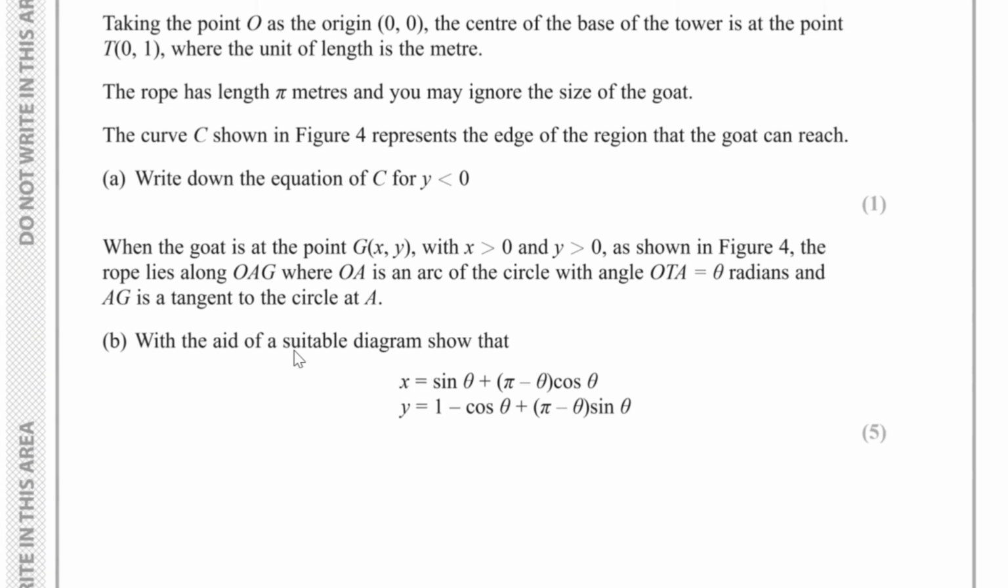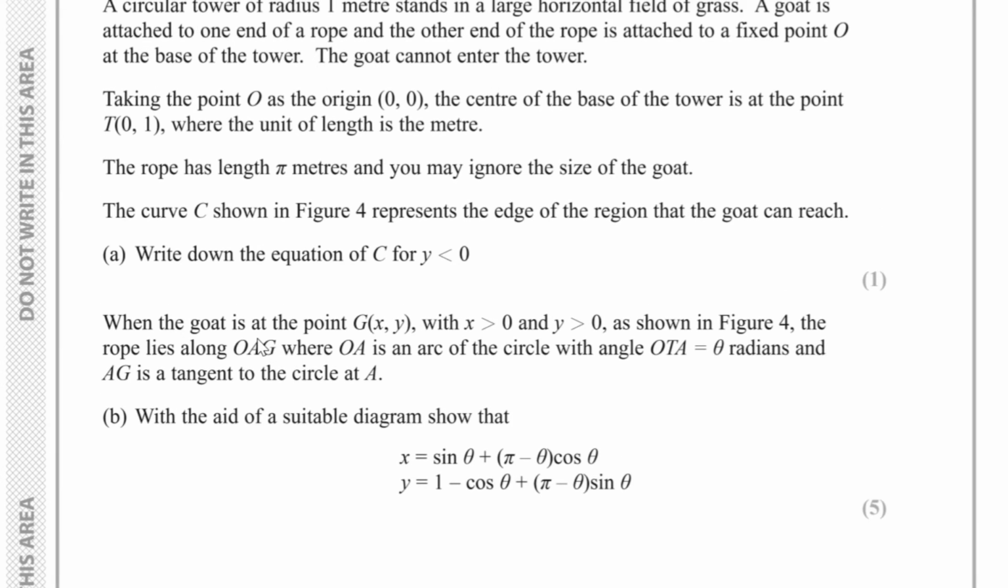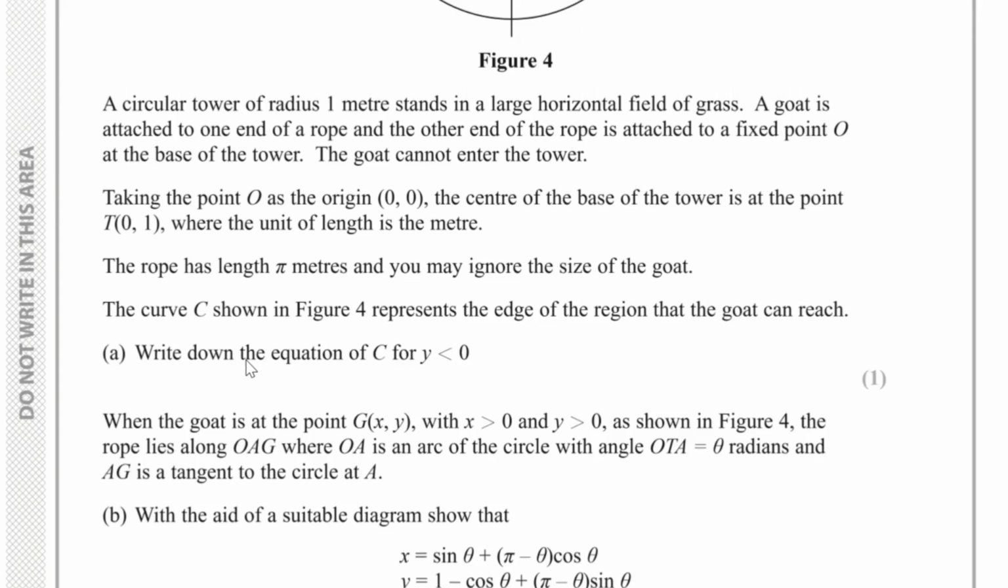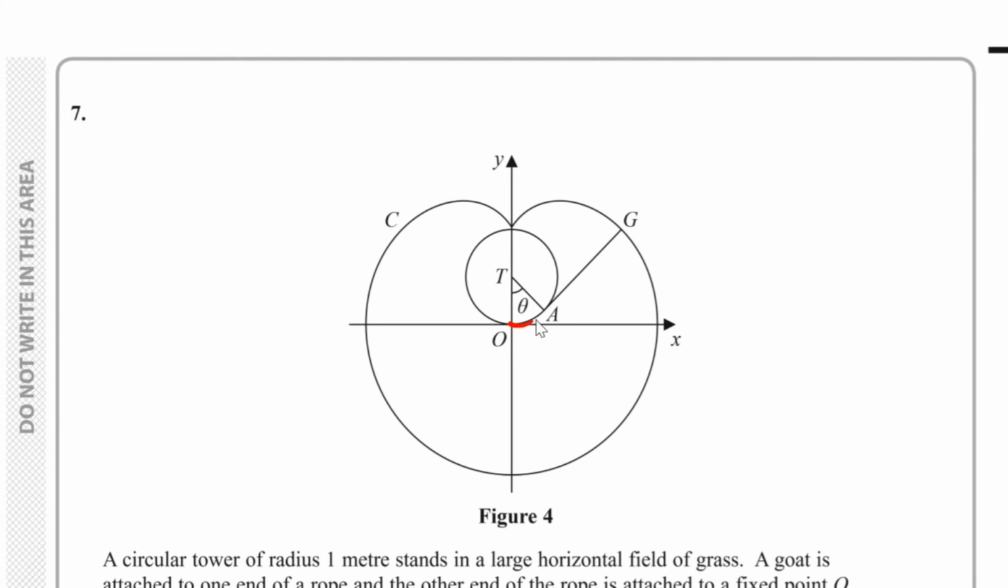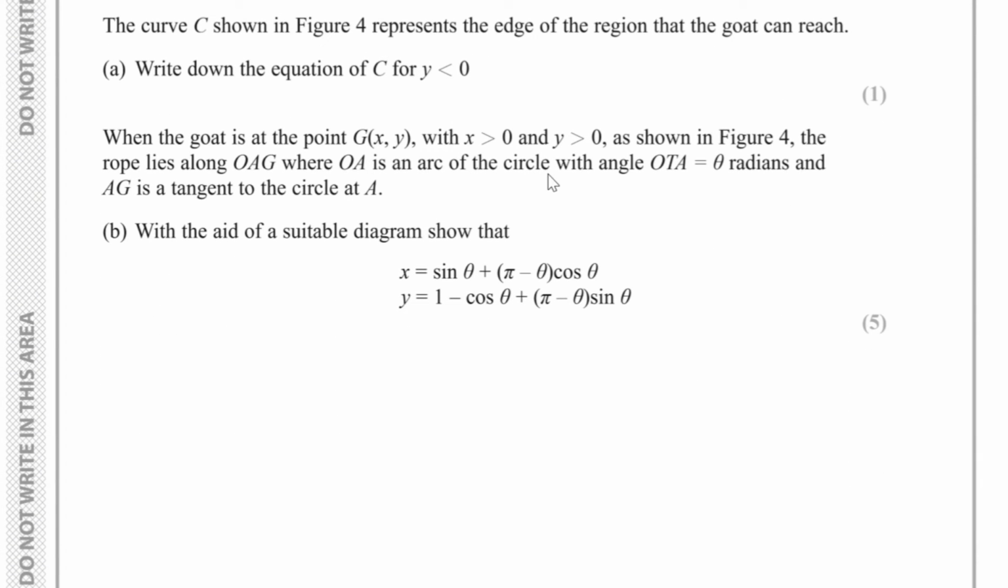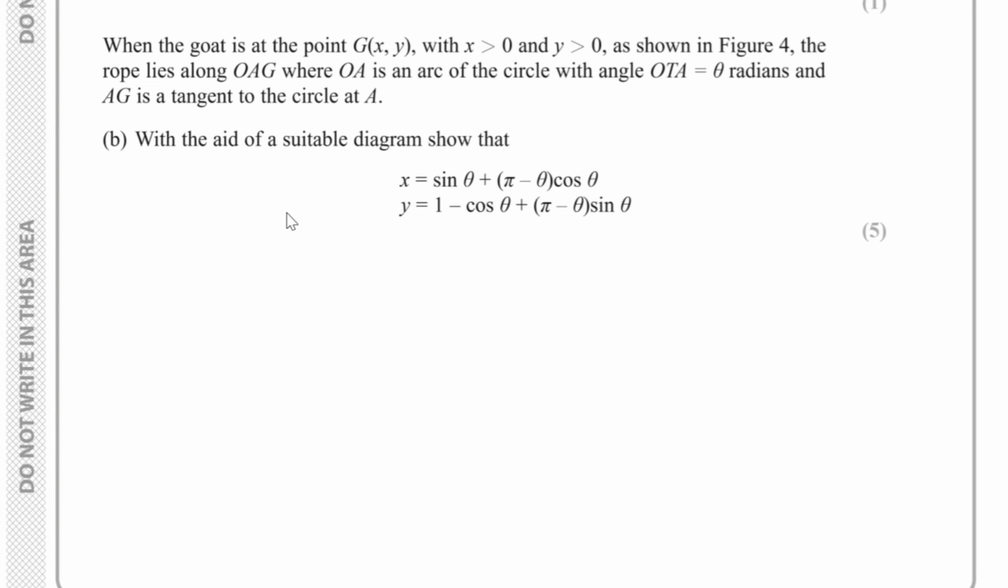Now, part B of the question. When the goat is at the point G with coordinates x, y, with x being greater than 0 and y being greater than 0, as we see in figure 4, the rope lies along OAG, that's basically this bit over here, where OA is an arc of the circle with angle OTA equaling theta radians, and AG is a tangent to the circle at A. With the aid of a suitable diagram, we have to show that x equals sine theta plus pi minus theta lots of cos theta, and y equals 1 minus cos theta plus pi minus theta lots of sine theta.